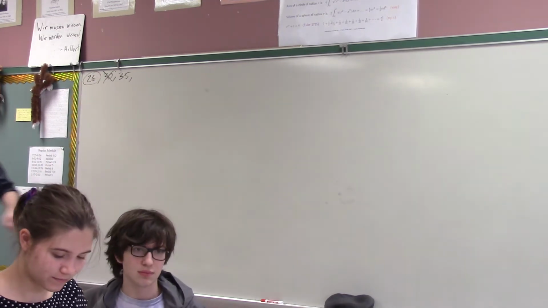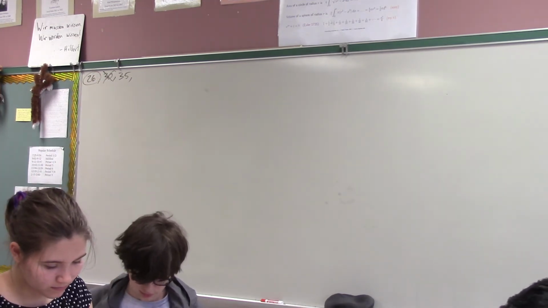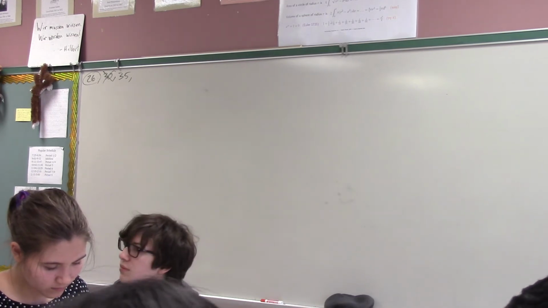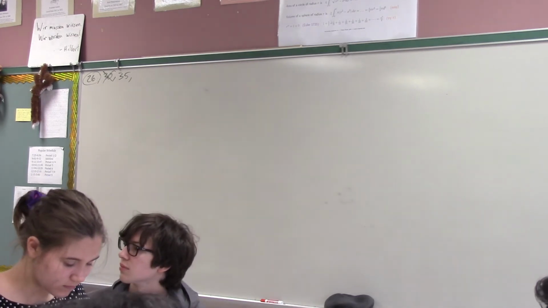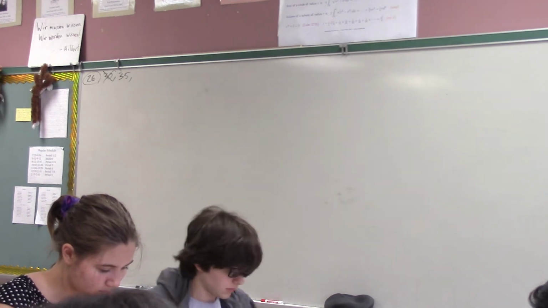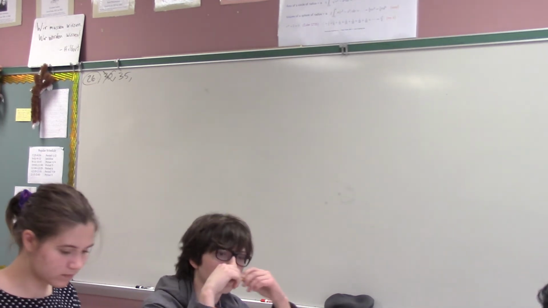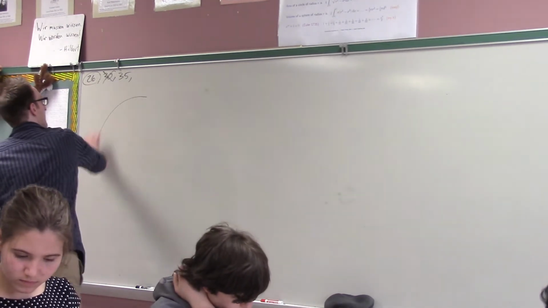Let's talk about 26. 26 is a great problem. Can someone write that on the back board also? Someone flip the camera already? Good. 26 was the problem that said, find the area of the largest isosceles triangle that could be inscribed in a circle of radius 4. Let's do it.